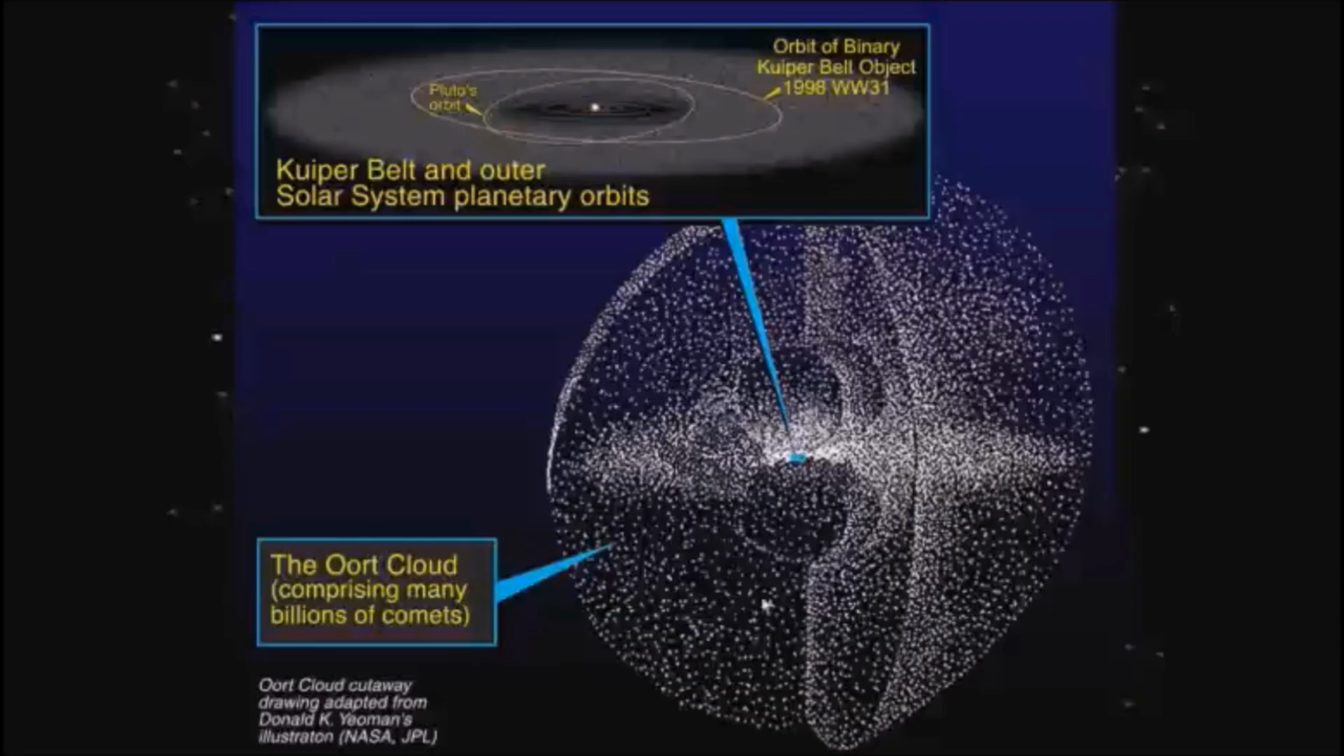So the take-home message here is that we have a disk of material outside of Pluto's orbit, and then we have an Oort cloud of comets in a spherical distribution outside of that.